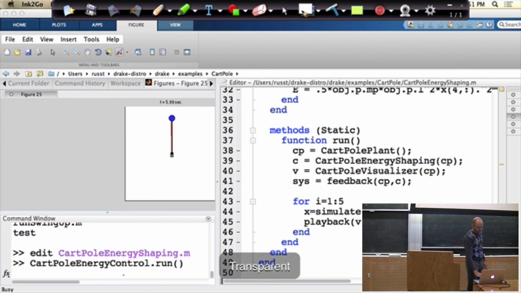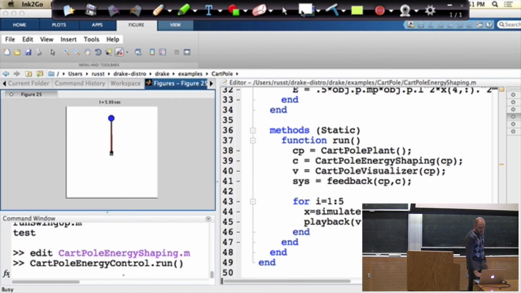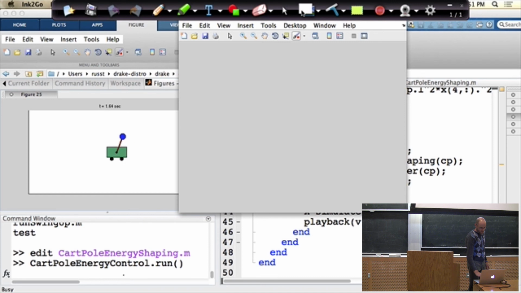All right, so there's another, I'll let that come up, but here we go. Yeah. All right, so that swings up and balances. It flips to the LQR controller. It does all the right things.